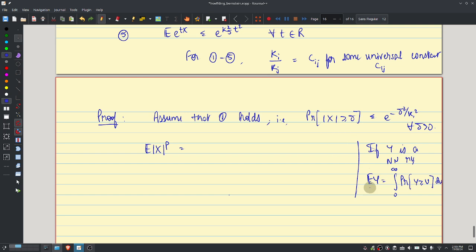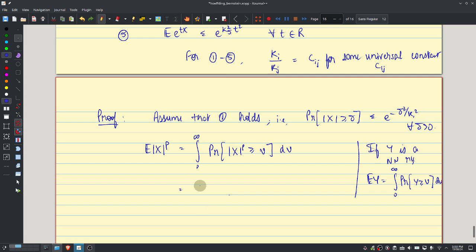Okay. So let's try to just use this. What do you get? This is the integral from 0 to infinity of the probability that mod x to the power p is greater than or equal to, say, let me call it v for now, dv. I have to be careful because this is mod x to the power p, whereas I have a bound on mod x.